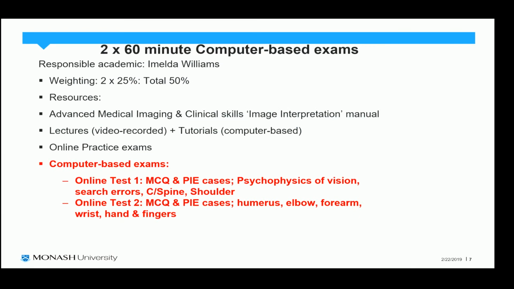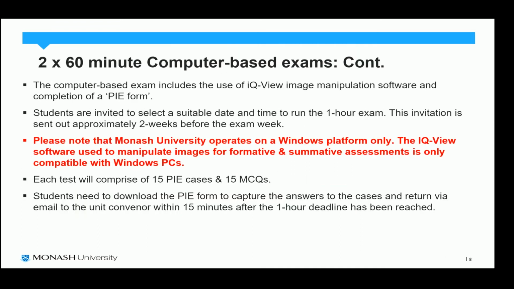The computer-based exams, there'll be 2 of those. The resources available will be the image interpretation manual, the video recorded lectures and tutorials, and as the weeks go along, you will be undertaking practice exams. So for test 1, it will cover multiple choice questions and also preliminary image evaluation cases, and it will cover the psychophysics, search errors, the cervical spine and the shoulder. And then the second test will cover the humerus, the elbow, the forearm, the wrist, hand and fingers.